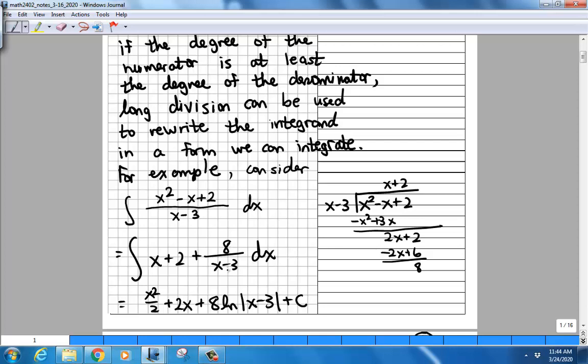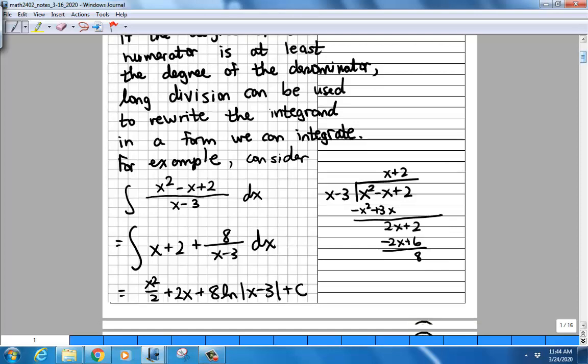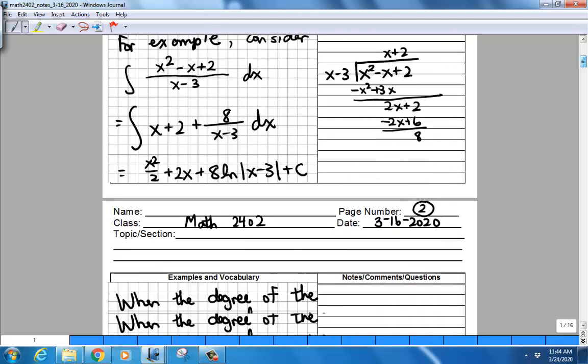And then you can integrate 8 over x minus 3, but that we can integrate using natural log. That's just going to be 8 times the natural log of the absolute value of x minus 3, right? So long division is one technique that we used for attacking finding antiderivatives of rational expressions.